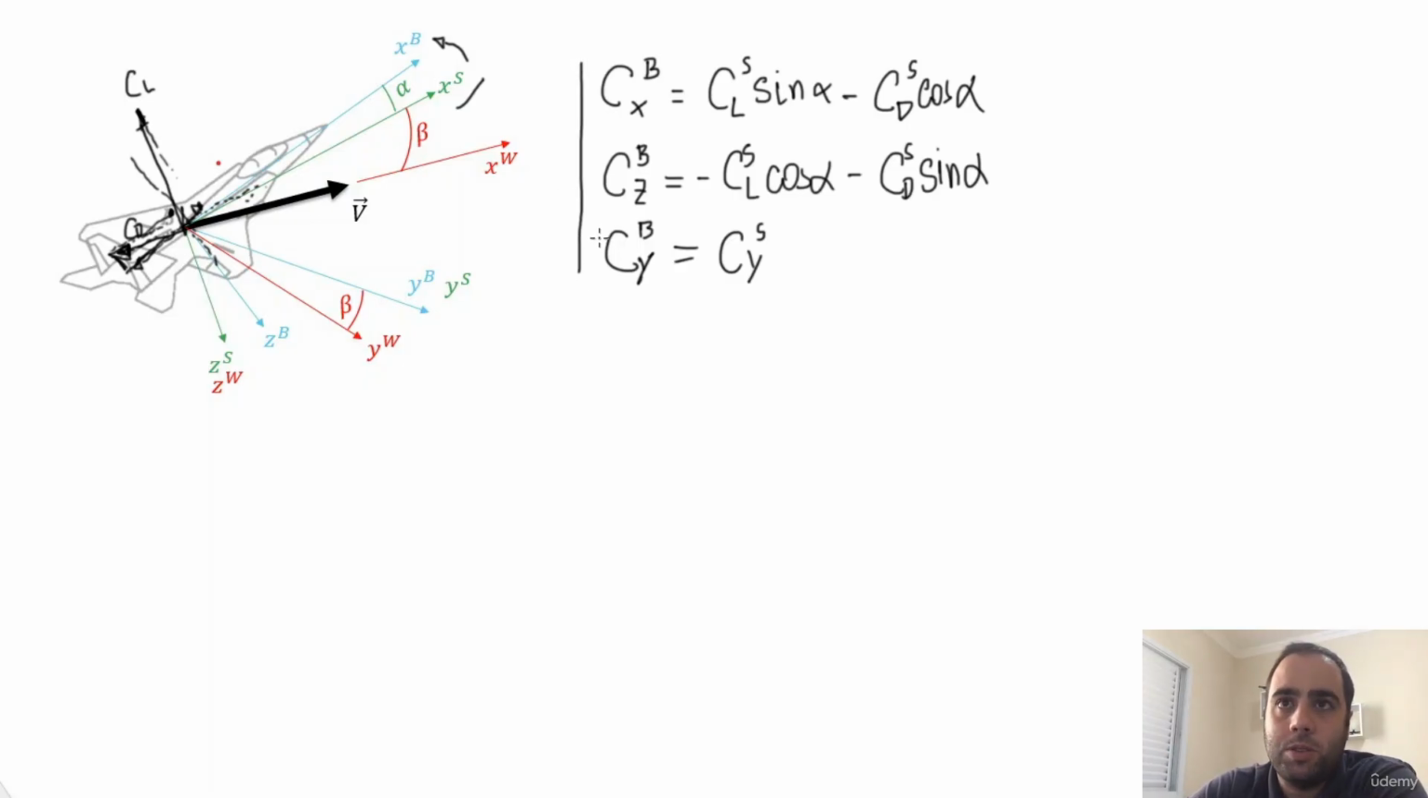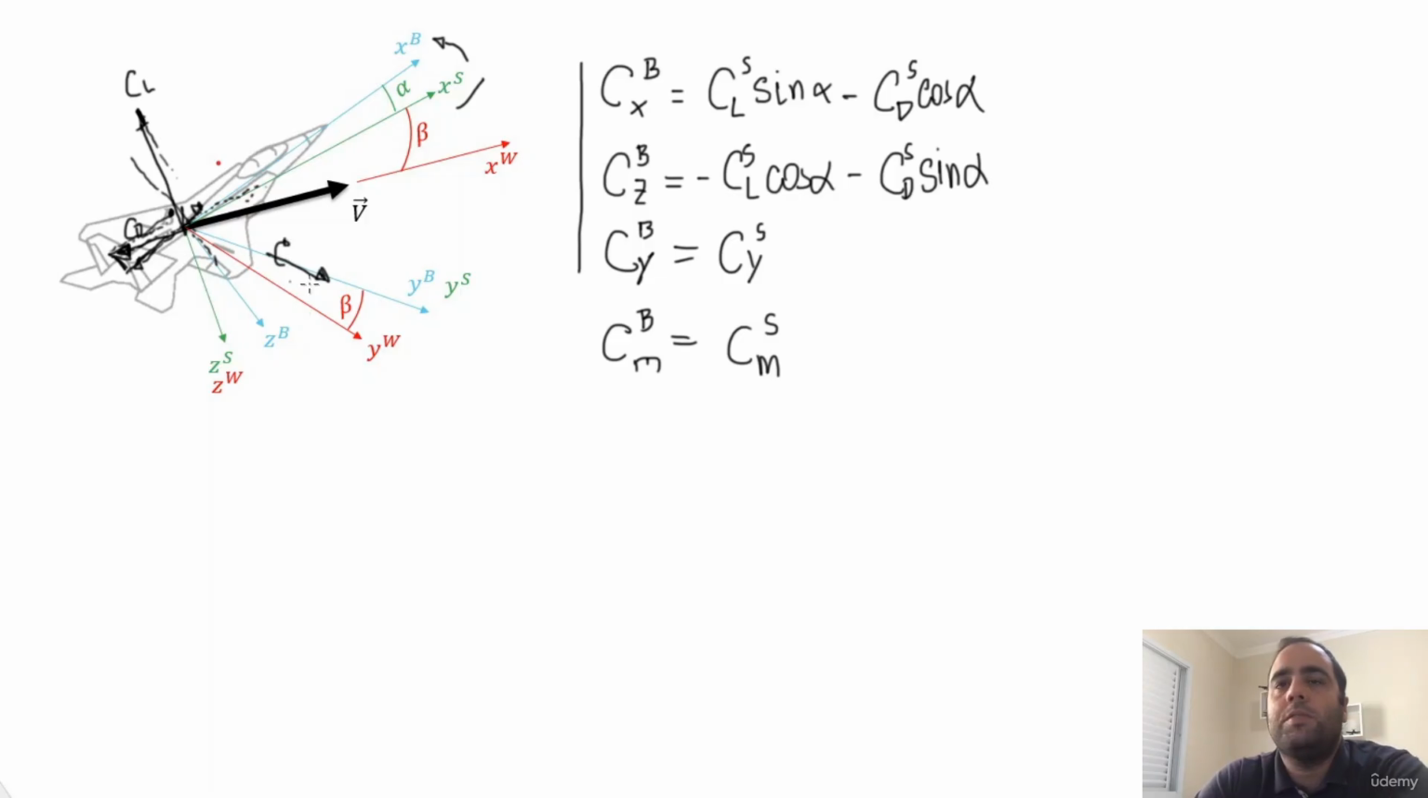Now we need the moment coefficient. As we saw, the moments are just vectors. For instance, the CM vector is a moment around the y-axis, which means that we have a vector that points in this direction. Since it's in the y direction, Cm body is just the same as the Cm stability. It's the same rationale here for the Cy.